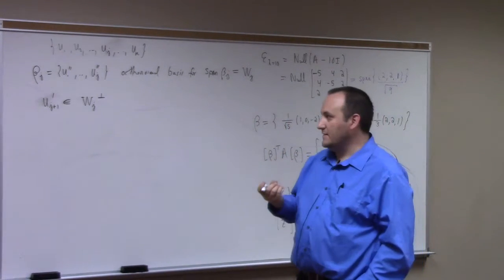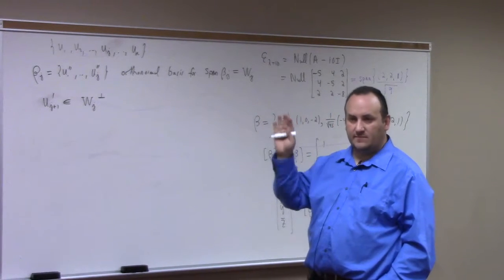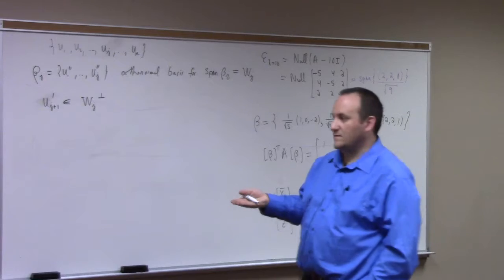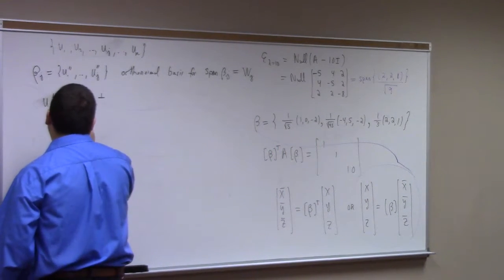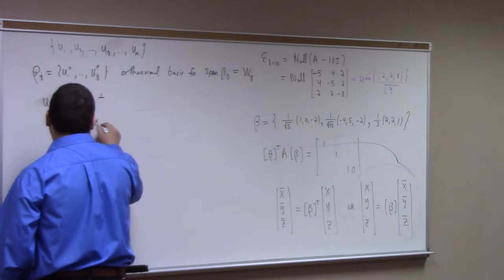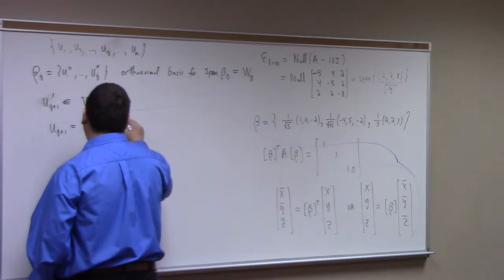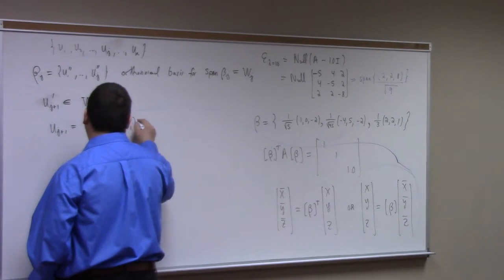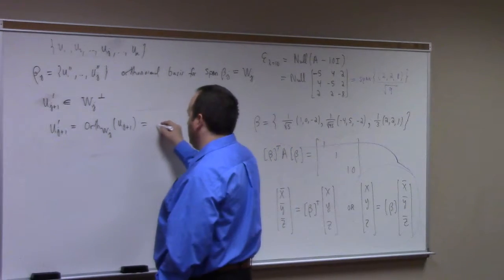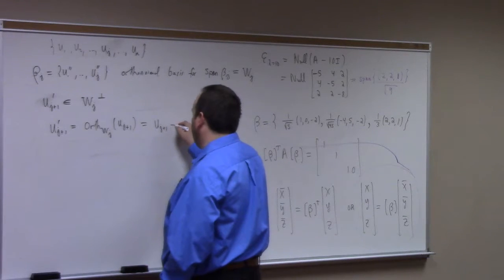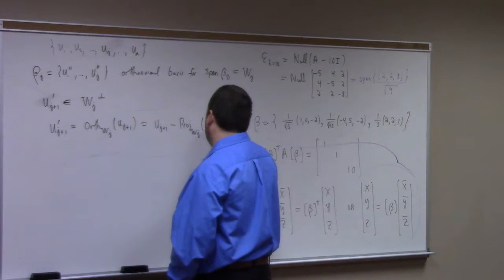I want to get rid of the piece of the j plus 1th vector which is in the span of everything that's already there. That's the Gram-Schmidt process. And so how do you do that? You say Uj plus 1 prime is equal to Uj plus 1 minus the orthogonal projection onto the Wj space of Uj plus 1, right?